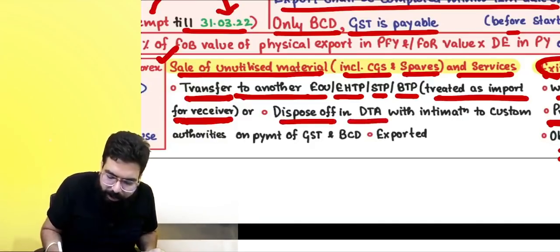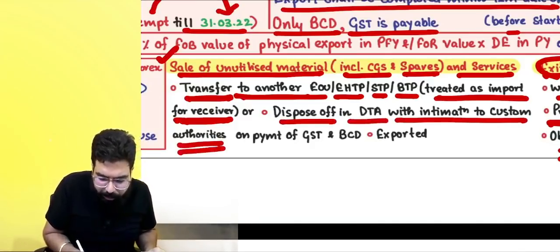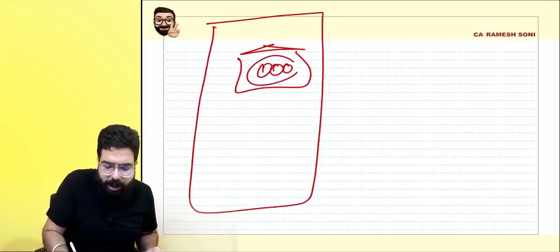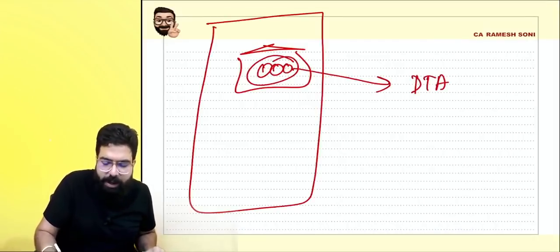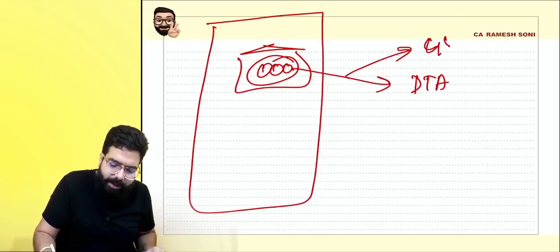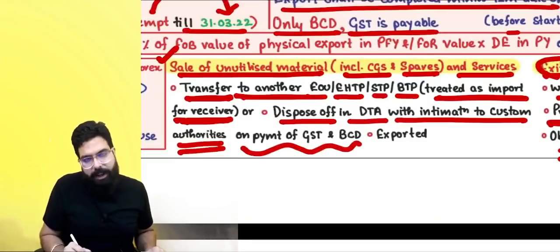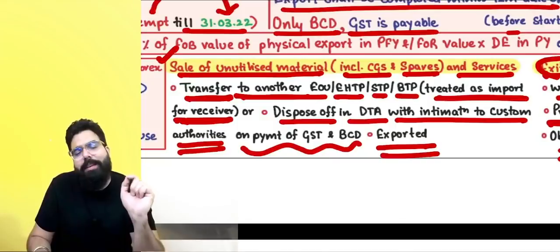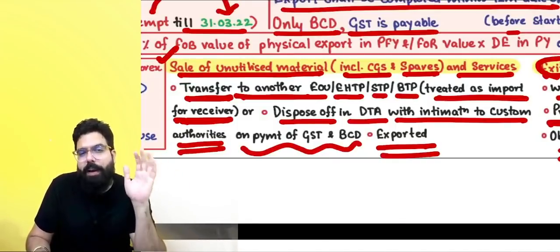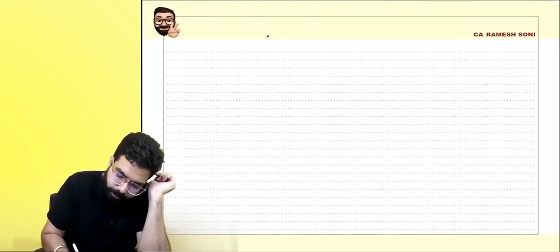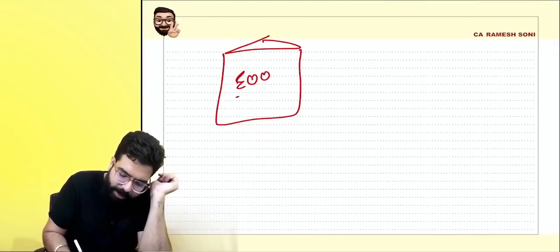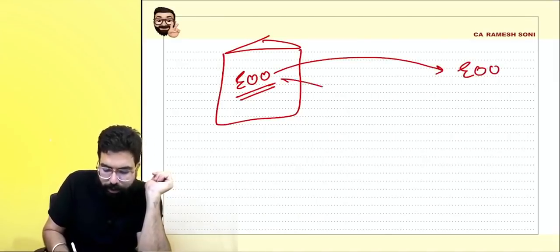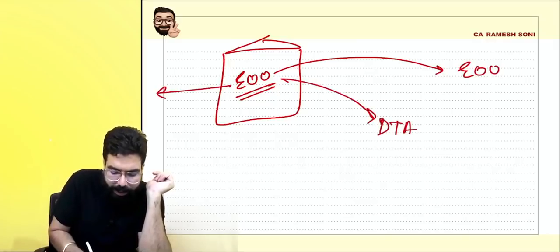Or you can dispose of in domestic tariff area with intimation to the custom authorities and payment of GST. Or one EOU unit is there, they have some extra material which is lying. If they clear in the domestic tariff area, they have to pay the GST compensation cess, whatever is there. Or they can go ahead and export. So, sir, what can they do if an EOU has unutilized material, capital goods, spares, etc.? Number one, they can transfer to another EOU, they can clear in the domestic tariff area, or they can go ahead and export.